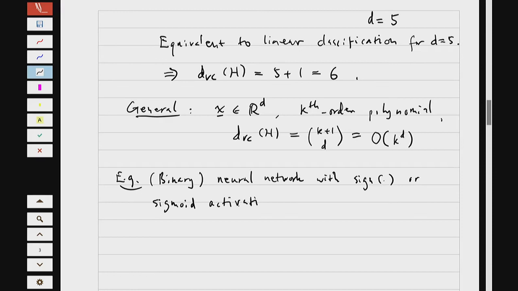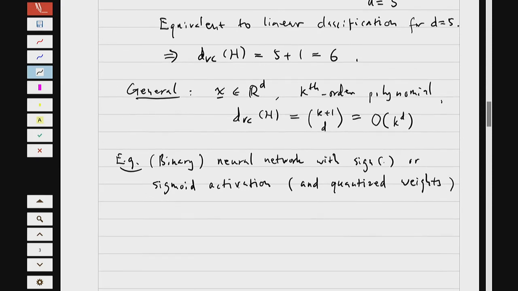Also, there's a mild requirement that the weights have to be quantized. But we always have to quantize the weights anyways in any computer, right? You always have to represent your numbers as ones and zeros. So this is almost like a given anyways. In this case, the VC dimension is at most... We don't have a precise estimation for it, but we know it is big O of the number of weights.